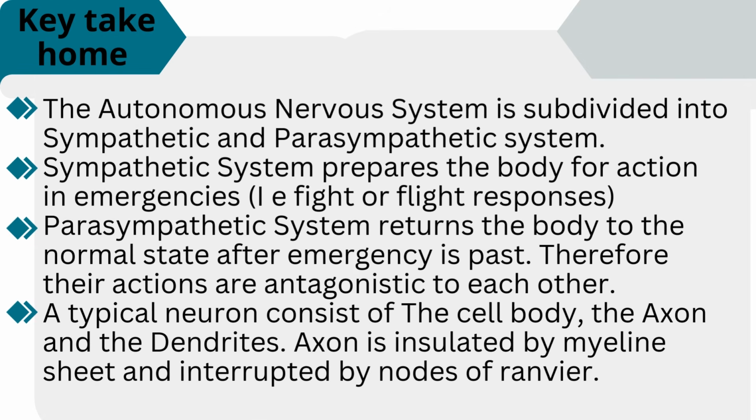The autonomous nervous system is subdivided into sympathetic and parasympathetic system. While the sympathetic system prepares the body for action in time of emergencies, that is, the fight or flight responses, the parasympathetic nervous system returns the body to normal state after emergency is past. Therefore, their actions are opposite or antagonistic to each other.